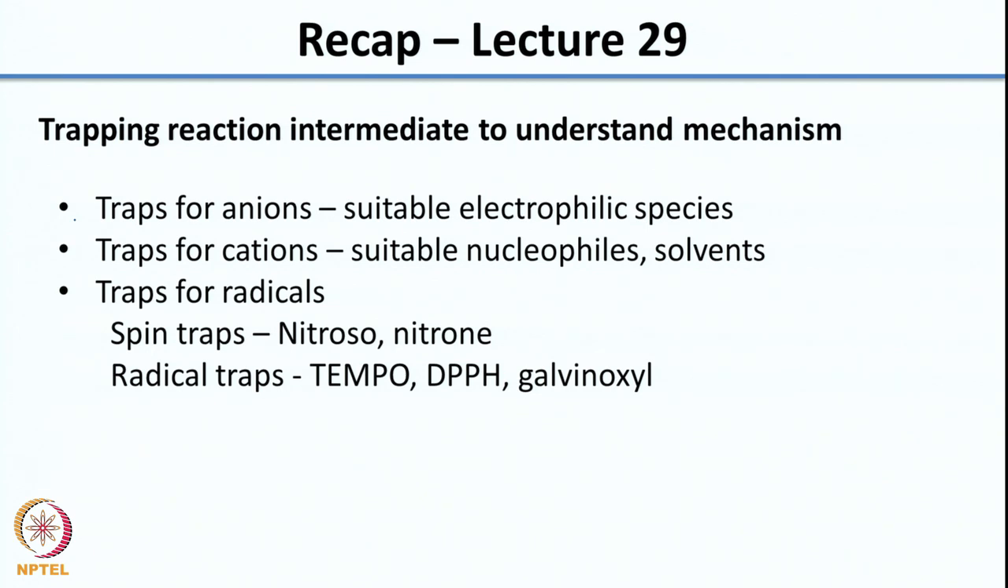And in the radical traps, what you use is a stable radical which will react with your reaction intermediate radical to form a quenched or neutral species. So we had looked at several examples of radical traps. Now in today's class, we will look at trapping of other intermediates that cannot be classified as carbocations, carbanions or radicals.